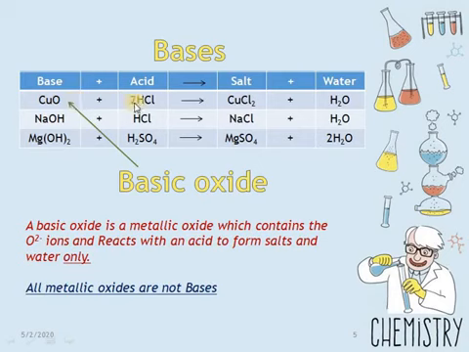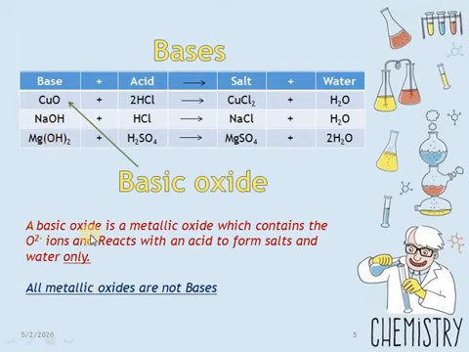Now these are the reactions between base and acid which will give you salt and water only, no other products. Copper oxide will give you copper chloride, which is a salt, and water. Sodium hydroxide reacts with acid to give you sodium chloride and water. Magnesium hydroxide reacts with sulfuric acid to give magnesium sulfate and water. So in these three, one is a basic oxide and these two are basic hydroxides.